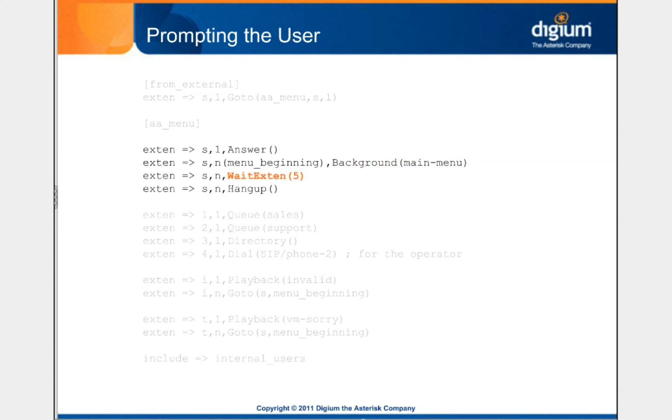We invoke the WaitExten application to give the caller additional time to provide input. This application waits silently, listening for DTMF input for the number of seconds specified as its argument. Just like the background application, WaitExten directs the call to the matching extension in the same context if it gets enough digits that it can unambiguously match. Like with most extensions, we call the hangup application as the last priority.